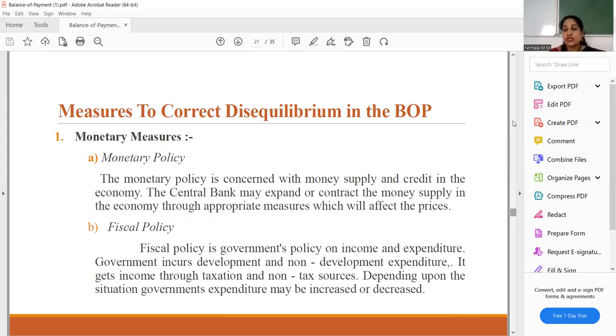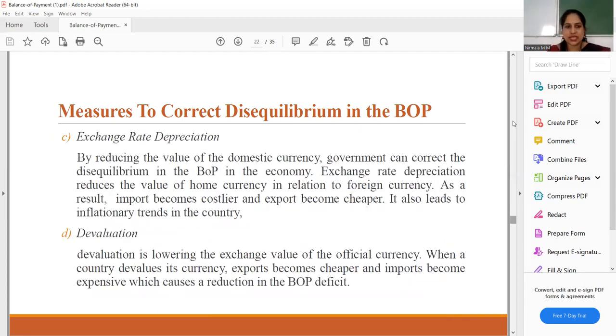Then, talking about measures to correct the BOP disequilibrium, we have monetary measures and non-monetary measures as well. In non-monetary measures, we have fiscal and other measures. Monetary measures, as the name itself indicates, are connected with the monetary policies of the RBI, the central bank. Fiscal policy is something very much concerned with the public authority.